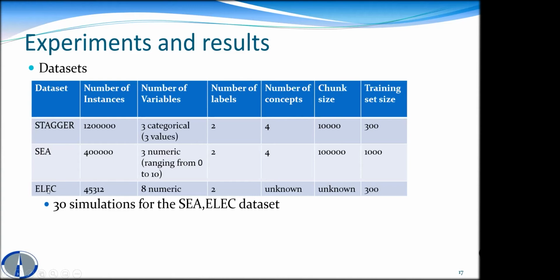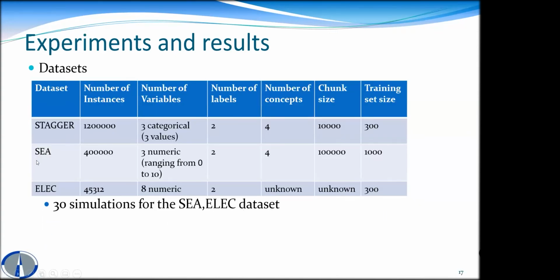The electricity data set is real-world data. It has about 45,000 instances. We have 8 numeric variables. It's a binary problem. We don't know the number of concepts because it's a real data set. We don't know the chunk size, but we set the training set size to 300, and it performs fairly well.